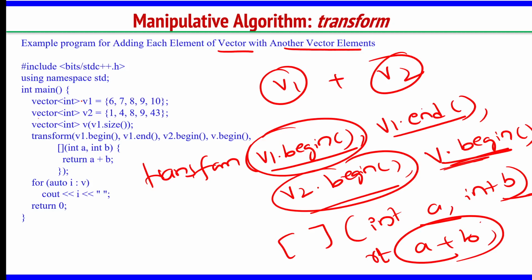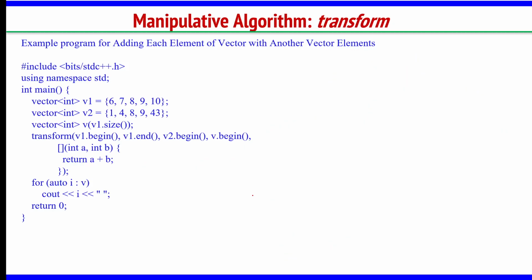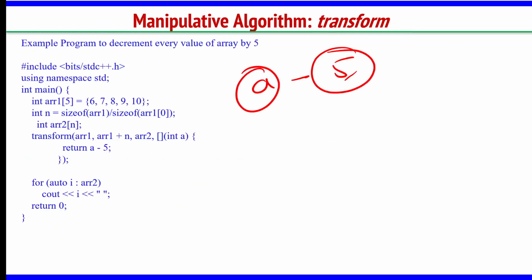How long should I repeat this? Until you reach V1 dot end, keep copying the elements, right. So the transform function, this is a binary operation using two different vectors V1, V2, and I am using a temporary vector V. The syntax is very clear: from V1 dot begin till V1 dot end, from V2 dot begin, take each element, apply this addition operation, and store the result back in V dot begin, right. So this is about the transform operation.